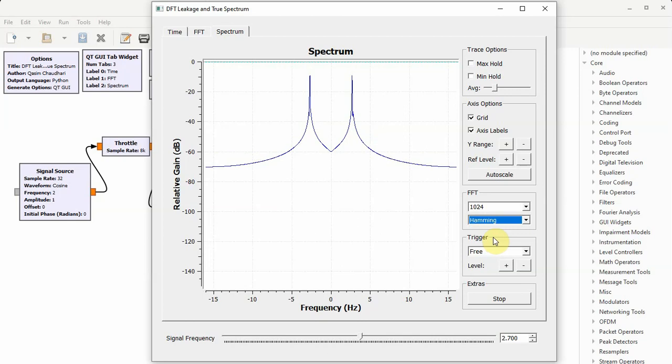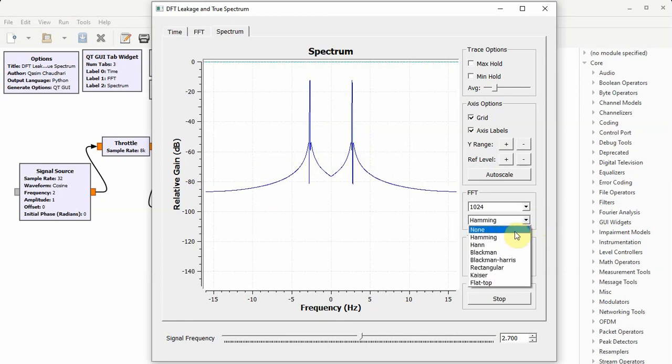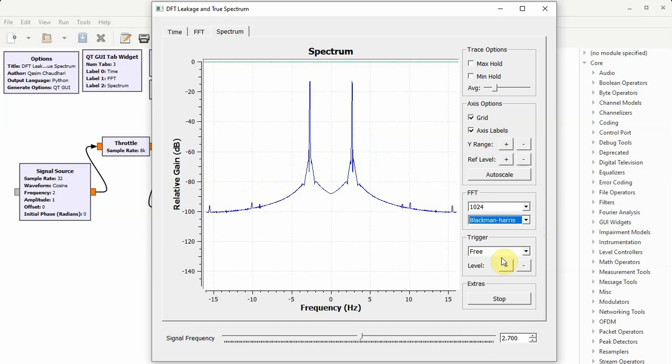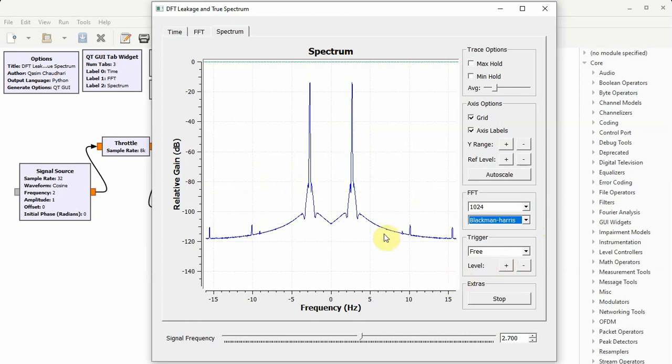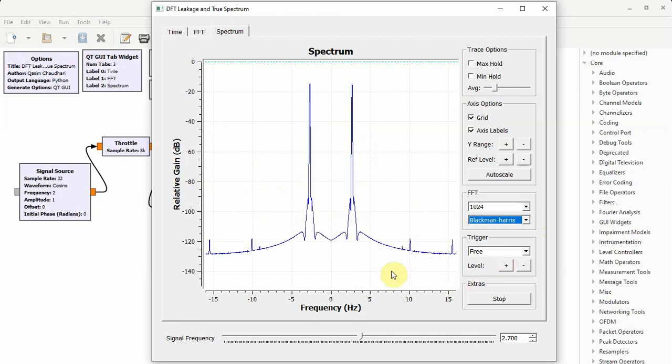If you choose the Hamming window, you can see the side lobe level going down. Windowing is a subject which we did not discuss. I will recommend you to read the excellent paper by Fred Harris on windowing. It was published in 1978. How about the Blackman-Harris window? And you can see that the side lobes are going even further down.